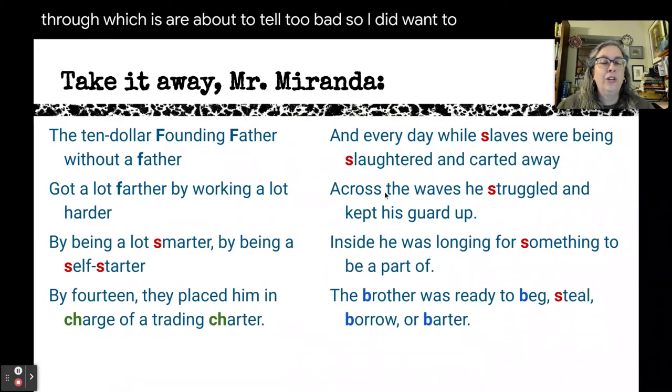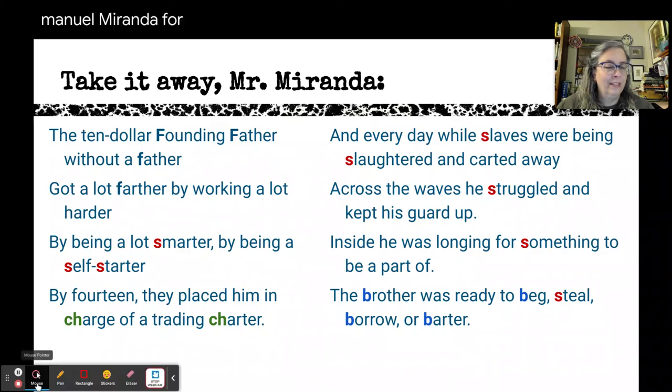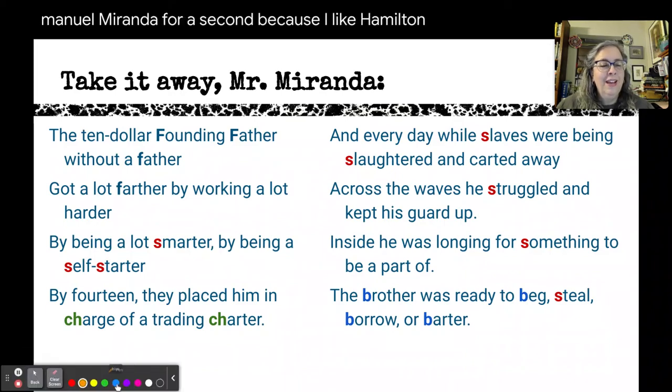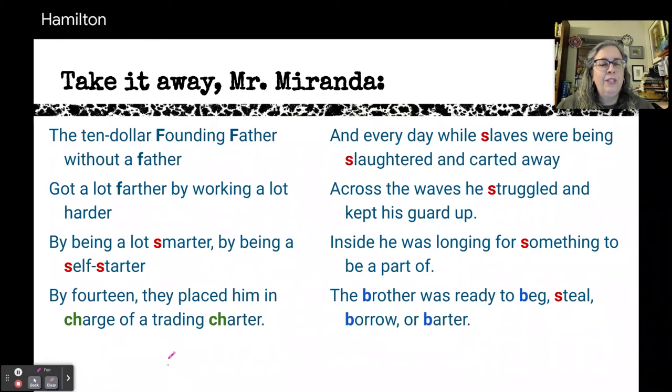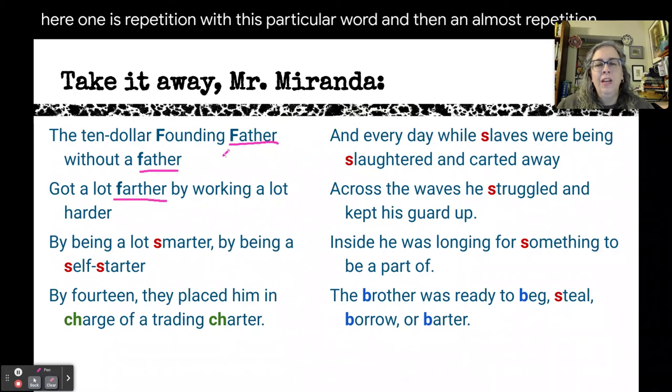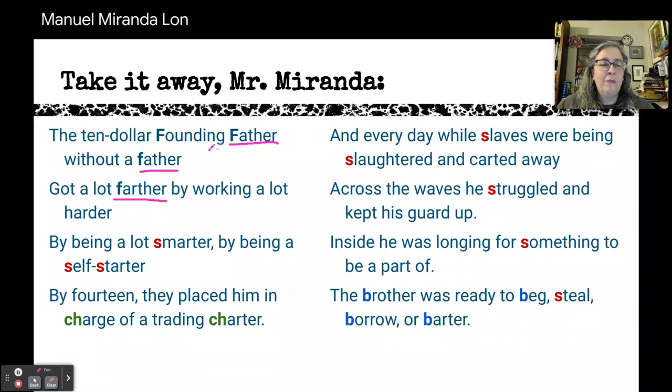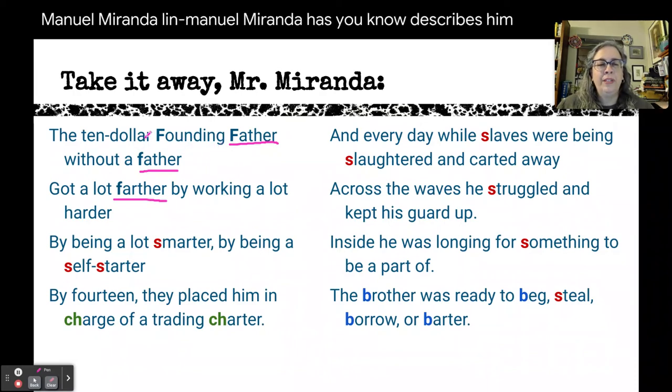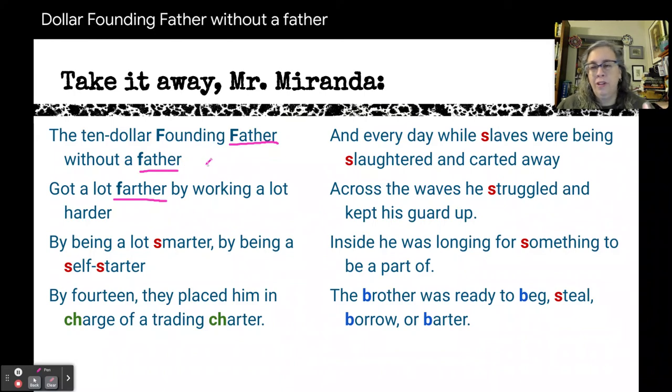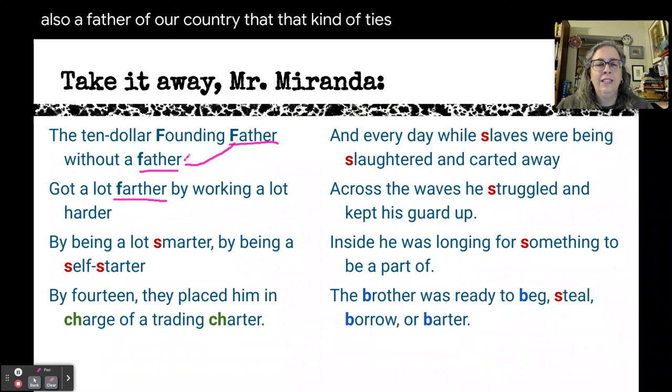So I did want to look very quickly at Lin-Manuel Miranda for a second, because I like Hamilton, but also because Hamilton uses a lot of these tools, right? I was going to look at just two segments here. One is repetition with this particular word, and then an almost repetition. Lin-Manuel Miranda describes Hamilton as the $10 founding father without a father. He was an orphan, but the idea that he's also a father of our country, that kind of ties in. So we have a contrast as well as that repetition.